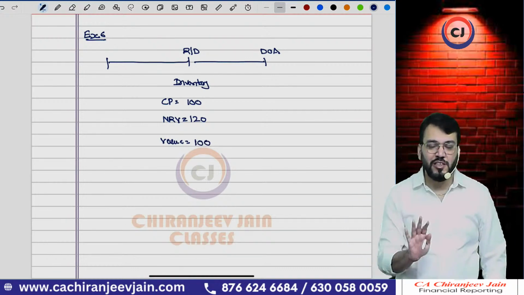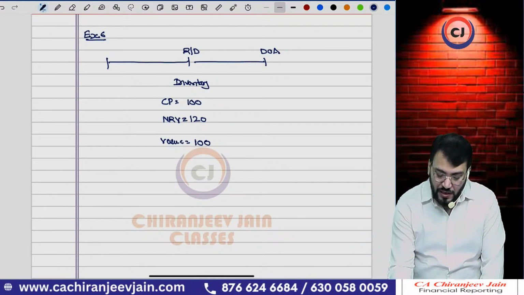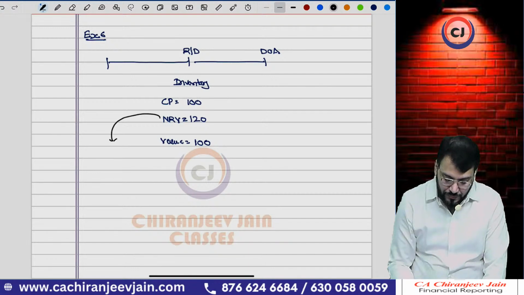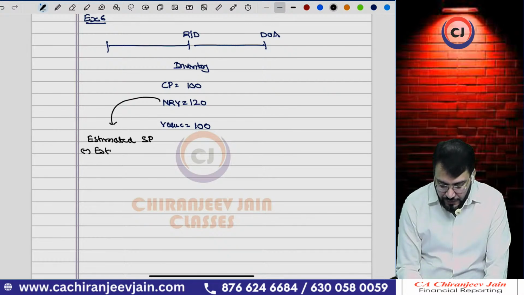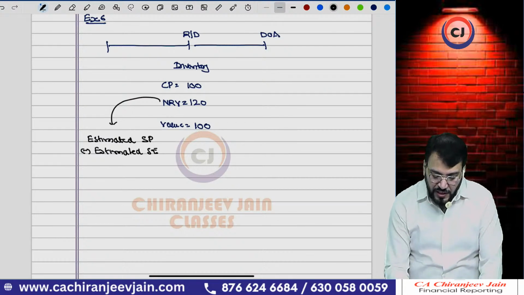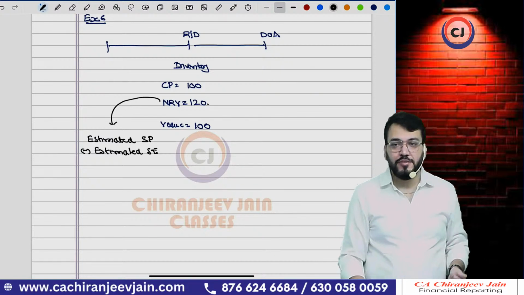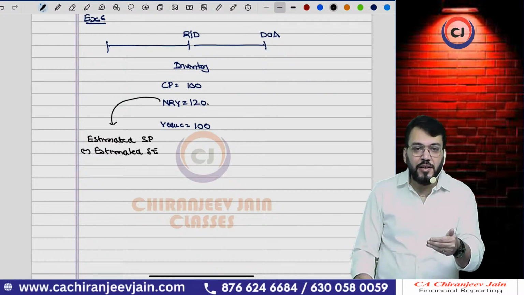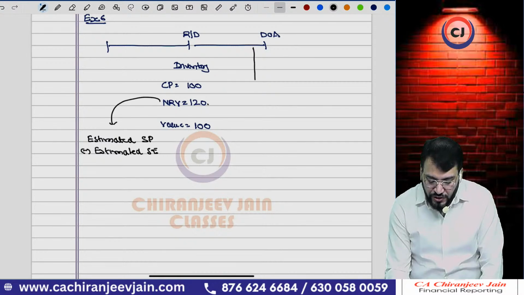NRV means what? Don't tell me the full form. NRV is net realizable value. Everyone knows. How to calculate NRV? It is estimated selling price minus estimated selling expense. It means it is a mere estimation. At what price can the inventory be sold in the market? Correct? Understood.